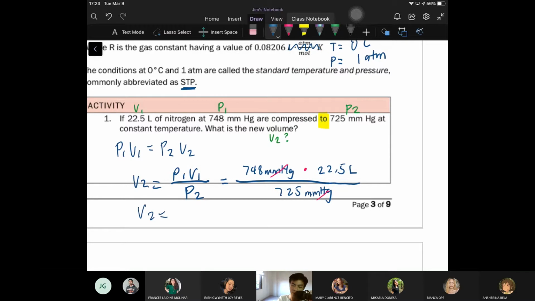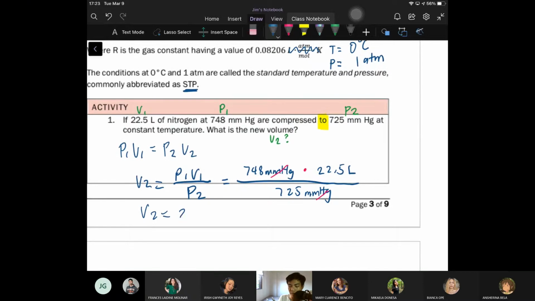Baka kasi mamaya isipin nyo, kailangan ko i-convert lahat into ATM. Not necessarily. Hindi always. Kasi, pag nag-cancel out, wala din. Sayang din effort mo. So, what will be the final volume? So, the final volume is 23.21 liters. So, that is the final volume of the gas.